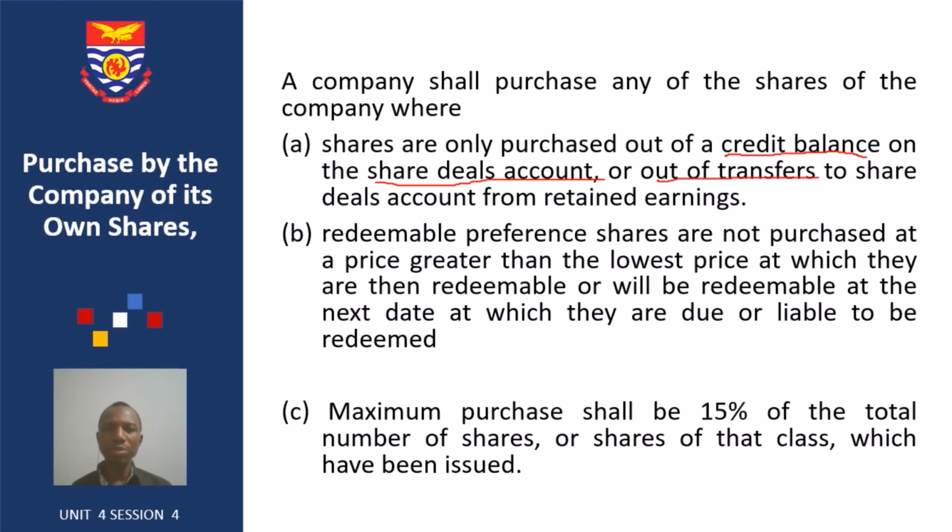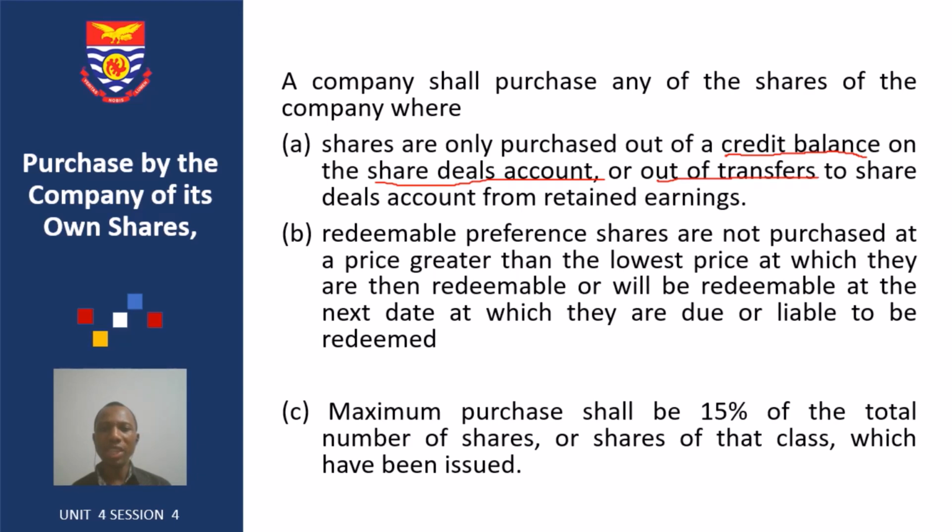So this is what is happening. Now, if you want to purchase your own shares, you have to go to your share deals account. Check whether there's a credit balance. If there's credit balance, you can use that one to buy it. If there's no credit balance, what you have to do is that you check your retained earnings. If there's enough fund in your retained earnings, you then transfer it to your share deals account. So you debit the retained earnings account and you credit the share deals account so that the share deals account will have a credit balance.